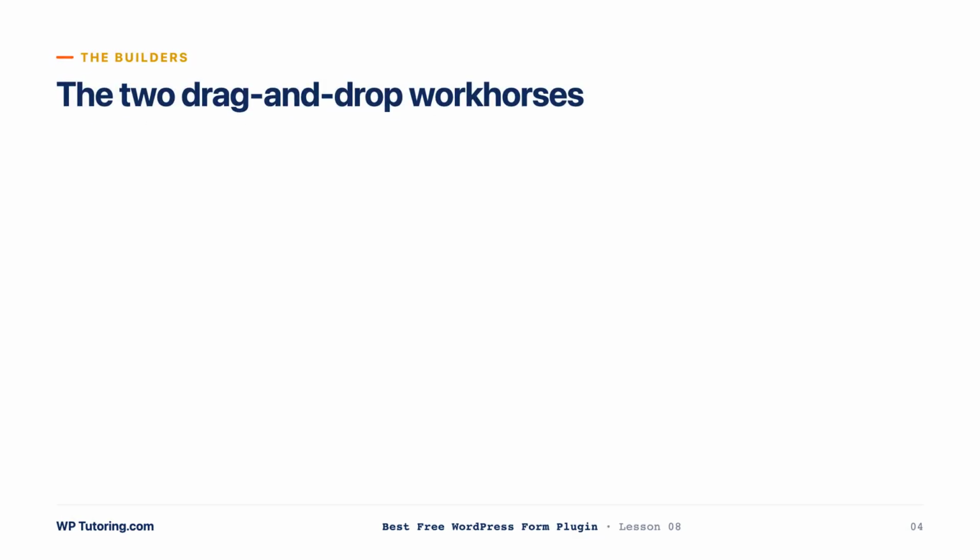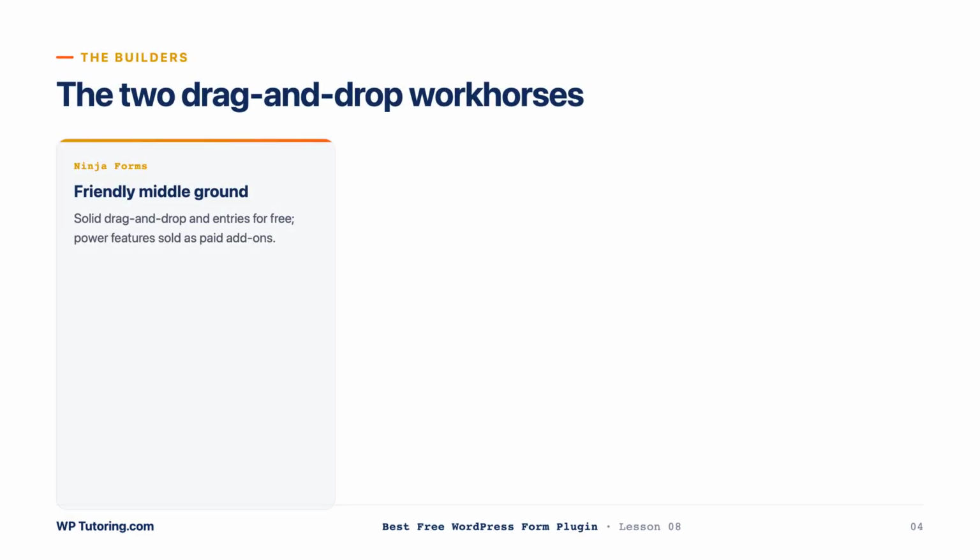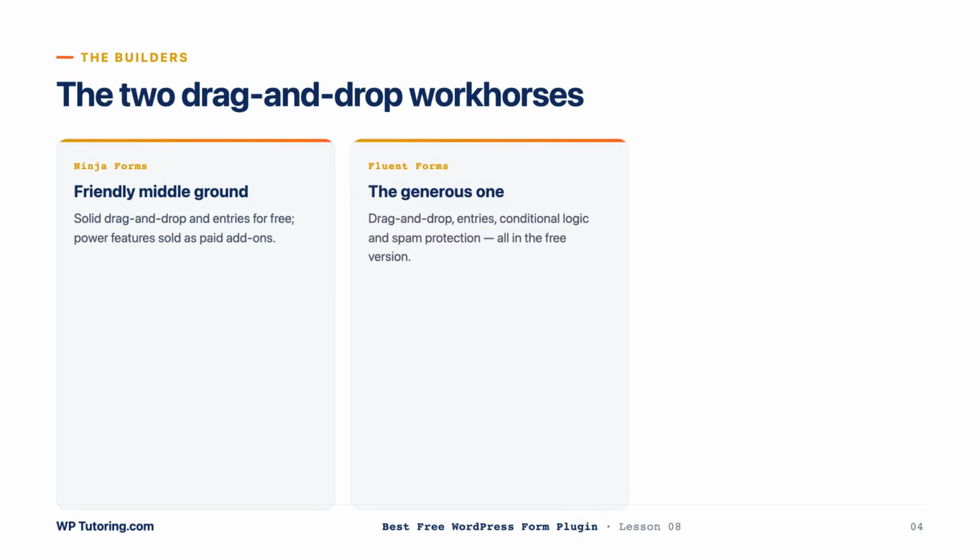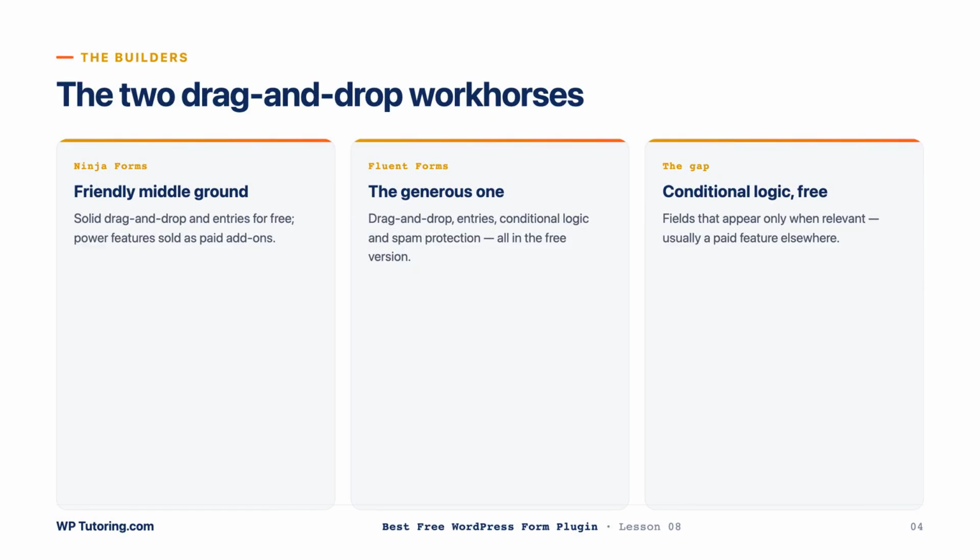Now the 2 that give you a real builder for free. Ninja Forms gives you a friendly builder and saved entries free, selling its power features as add-ons. Fluent Forms is the generous one. Drag and drop, saved entries, conditional logic, and spam protection, all free. Conditional logic free is the headline. Fields that appear only when relevant is a paid feature almost everywhere else.